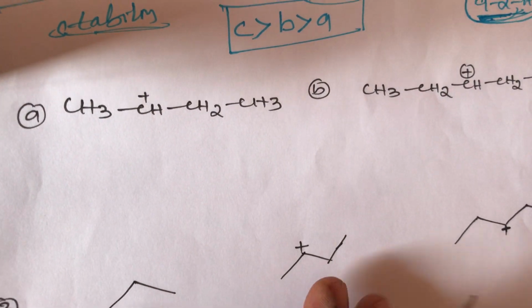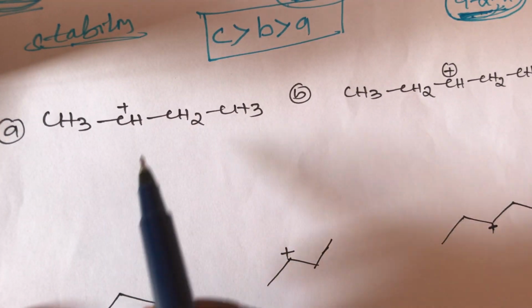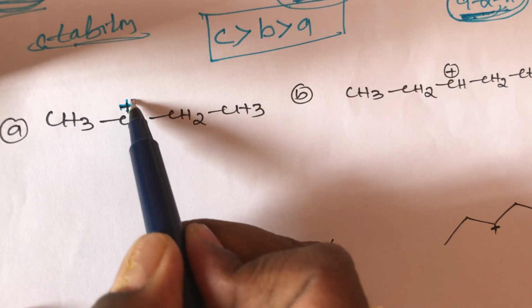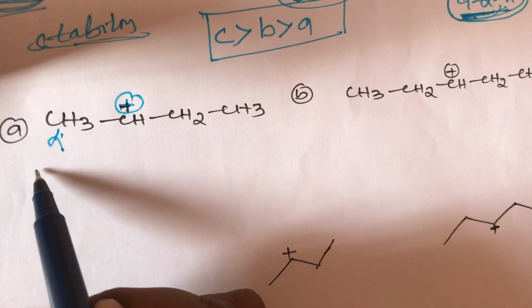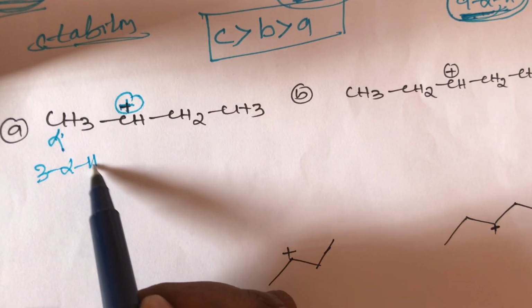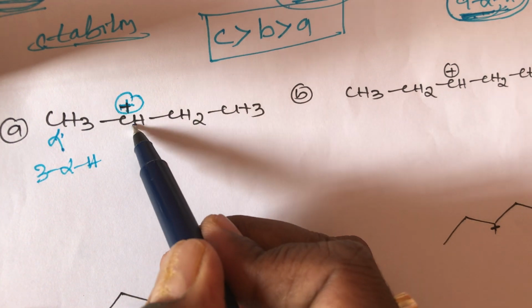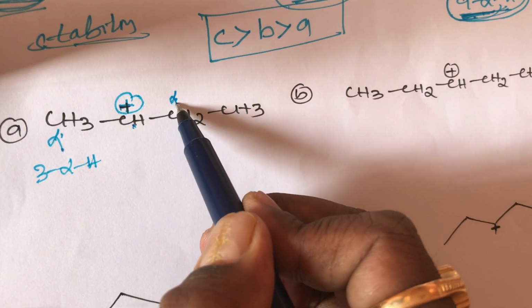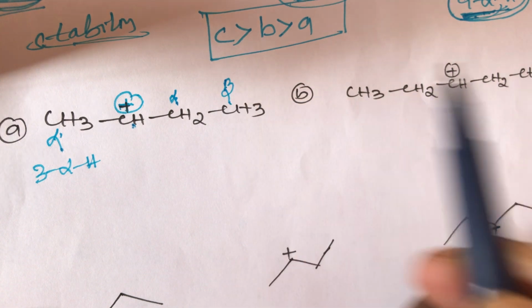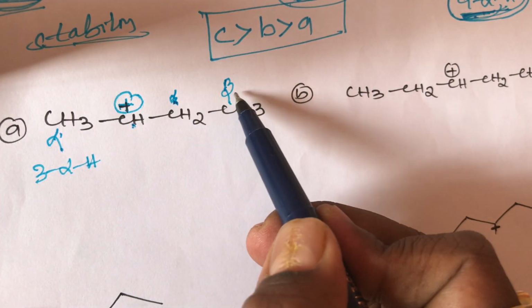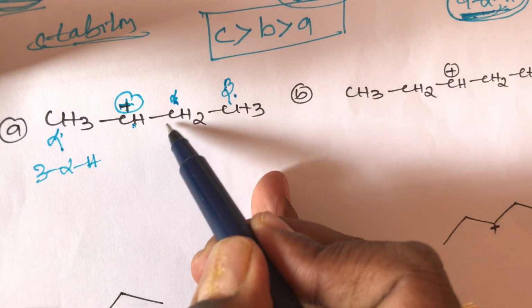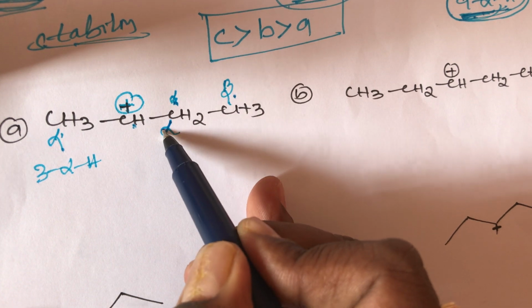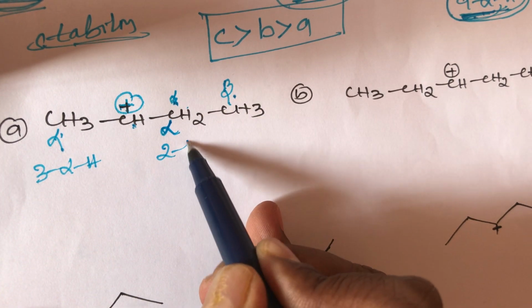Now take one more example. In the second example, this is also a secondary carbocation. Beside the carbocation is an alpha carbon having 3 alpha hydrogens, and the right-hand side carbon is also an alpha carbon. This is alpha, and the next carbon is beta. We consider only the alpha hydrogens; don't take the beta carbons or beta hydrogens. This alpha carbon has only 2 alpha hydrogens.